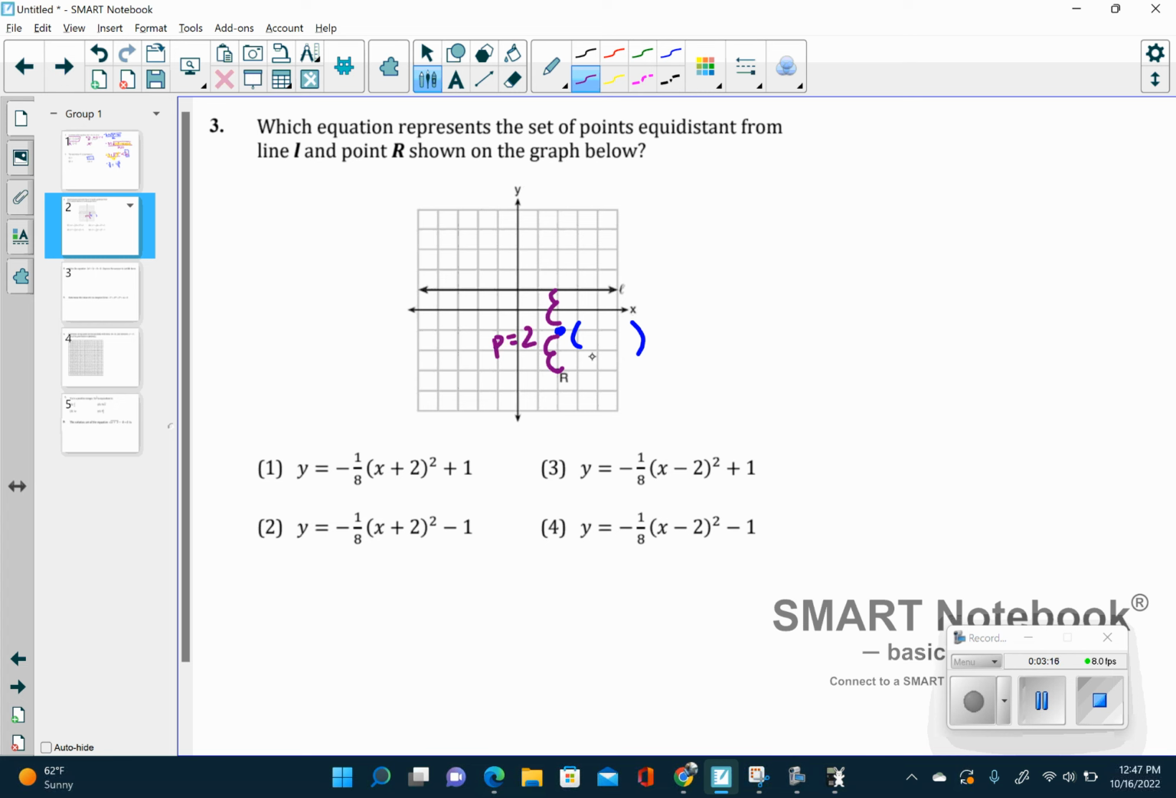Because we'll talk about that in a second. So now let's finish this part. So this vertex, be quiet.